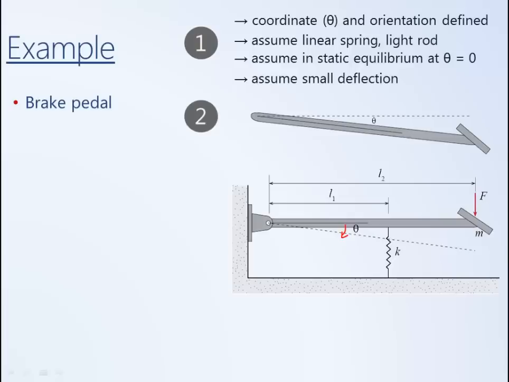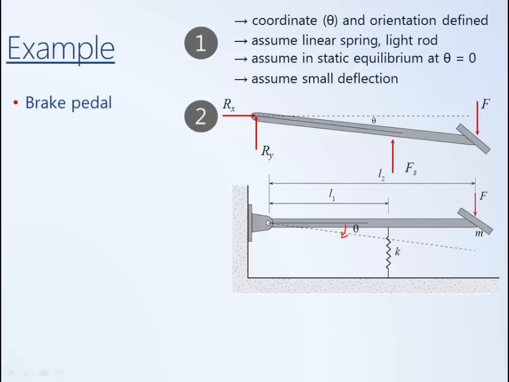The next step is then to draw the free body diagram. Looking at the pedal, we have this externally applied force from the driver. We also have a force generated by this spring. Assuming that the pedal moves in the positive theta direction, that will compress the spring, causing the spring to push upwards on the pedal. Then there are also the reaction forces of the pedal at the point where it's connected to the frame.